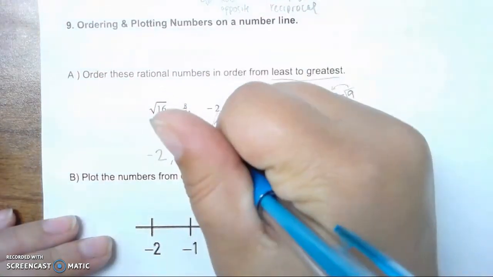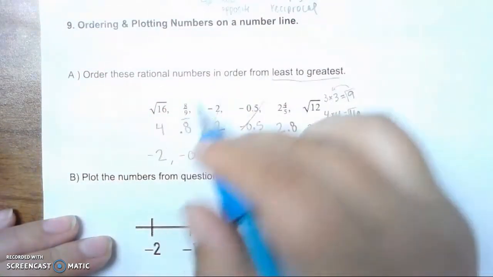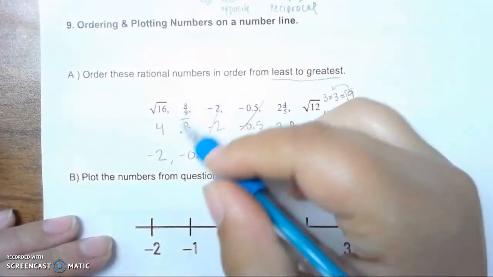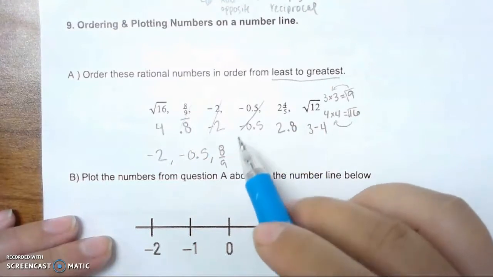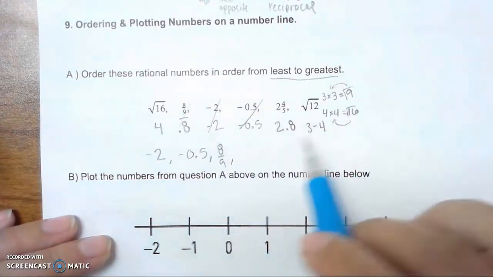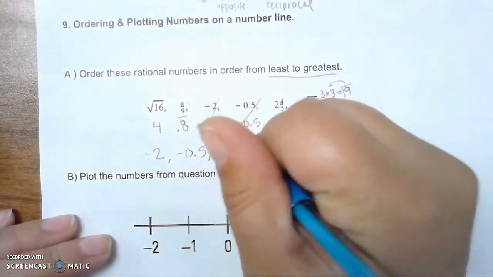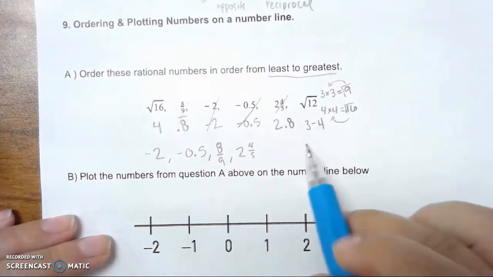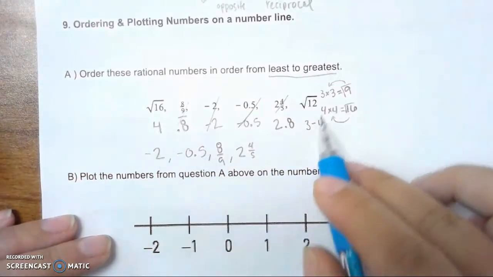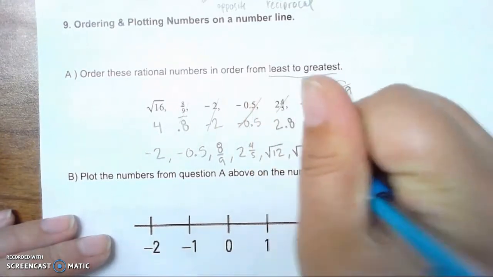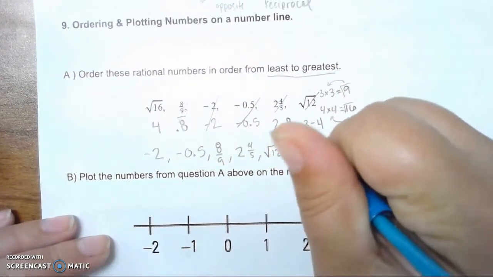So that would be 8 over 9. And then we have 2.8, which is 2 4/5. Then we have between 3 and 4, so the square root of 12, and then the square root of 16.